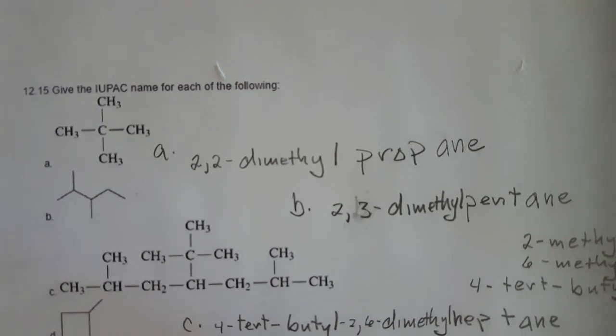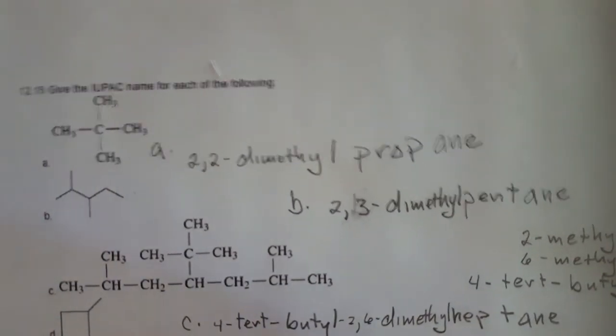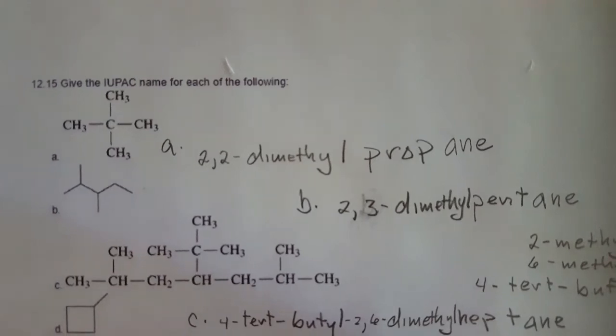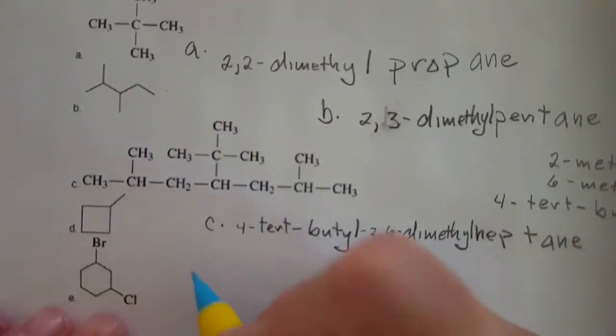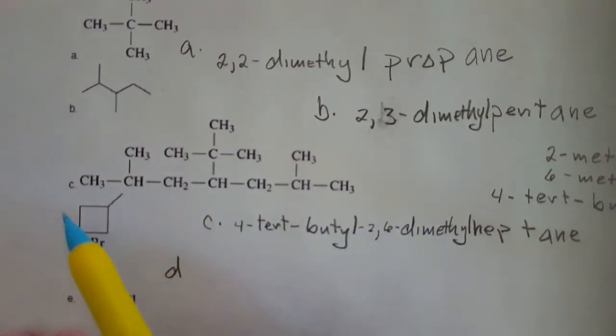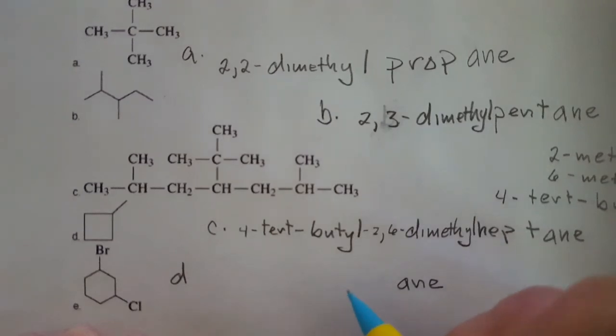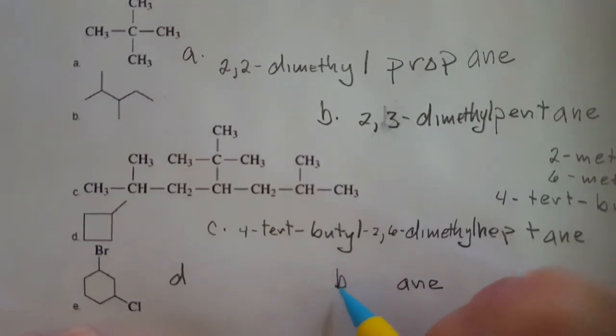So this is 4-tert-butyl-2,6-dimethylheptane. Okay, let's go with D. Longest chain, 1, 2, 3, 4. So this is going to be ending in ane. 4 is but. So this is a butane.